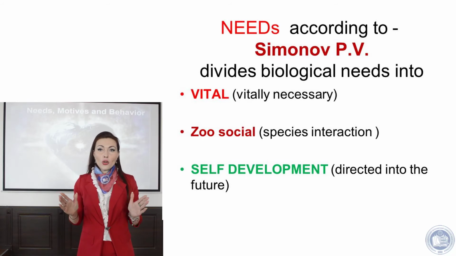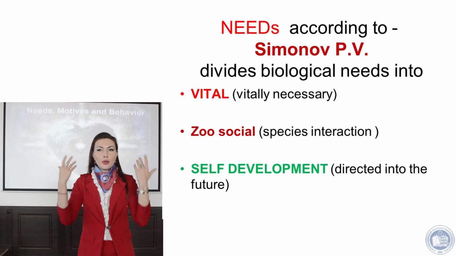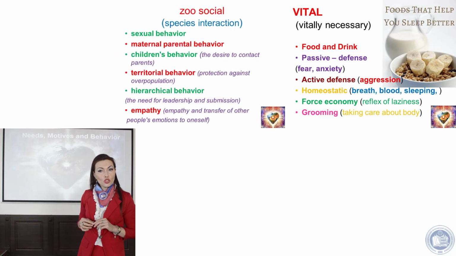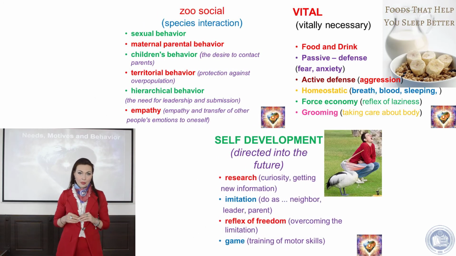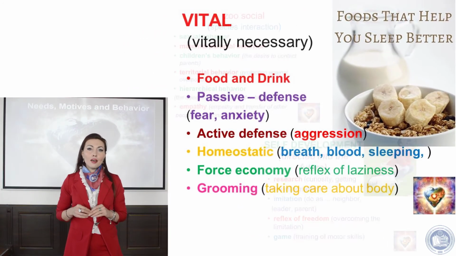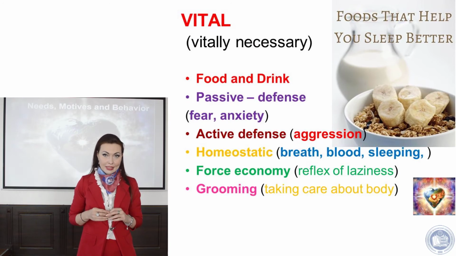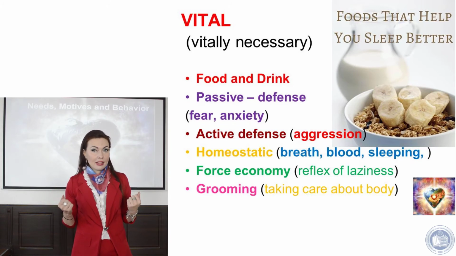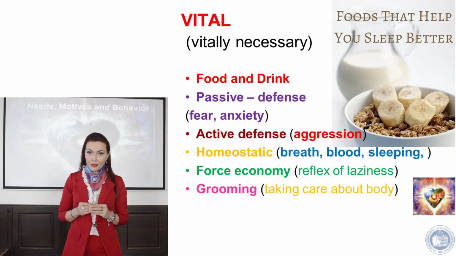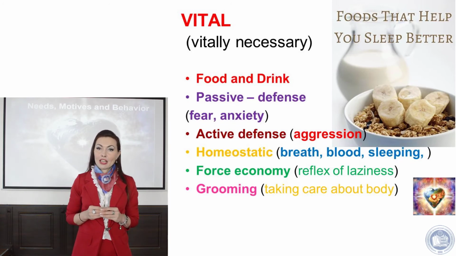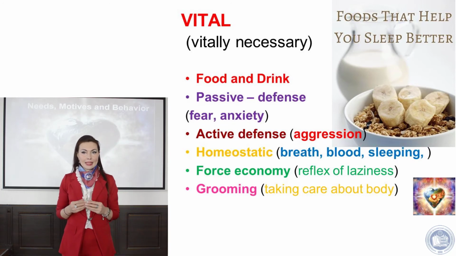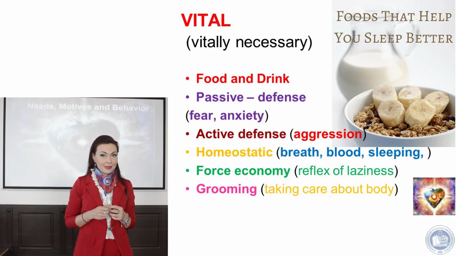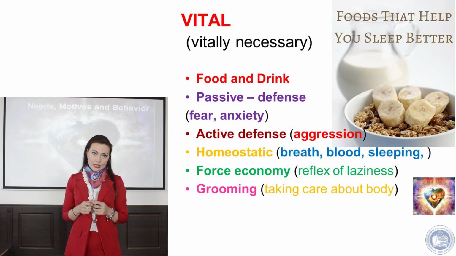Needs, according to Simonov, are divided into biological needs as vital, vitally necessary, zoosocial, species interaction, and self-development. They are directed into the future. For example, in detail, vital needs: there are food and drink, very important for us. Passive defense as fear and anxiety. Also active defense, our aggression. Homeostatic: breath, blood, sleeping. Forced economy, reflex of laziness. Grooming, taking care of the body.